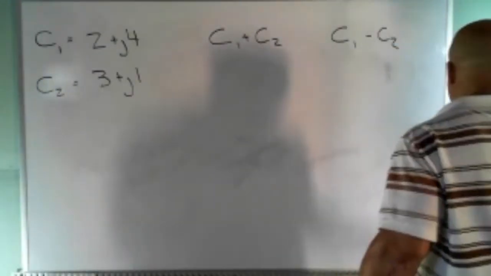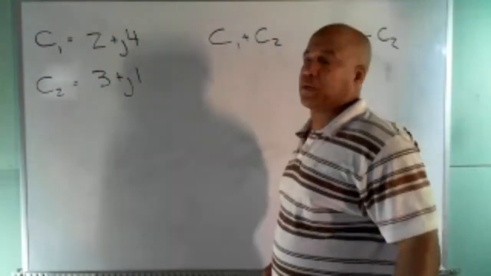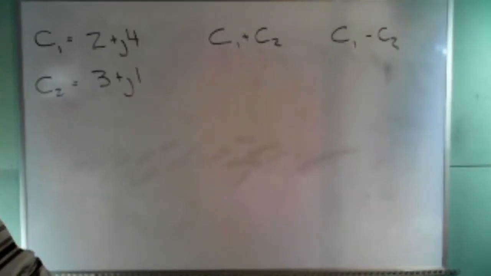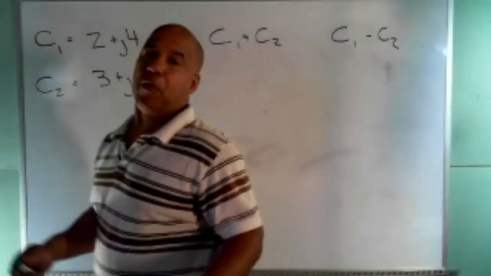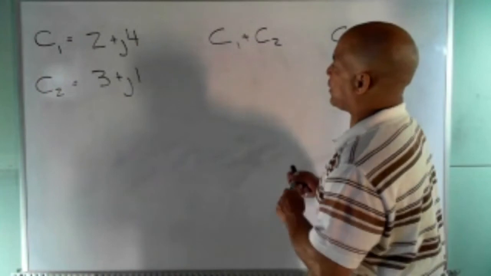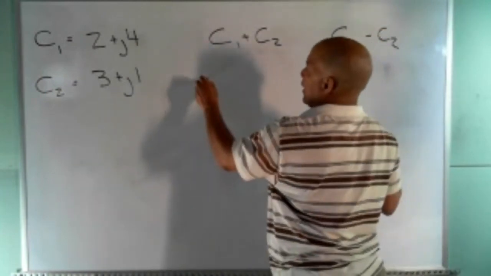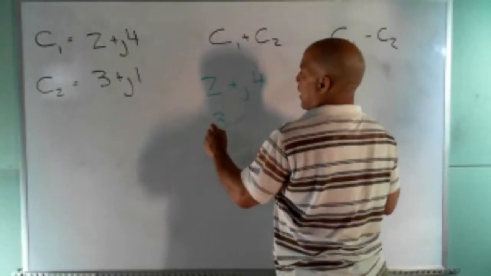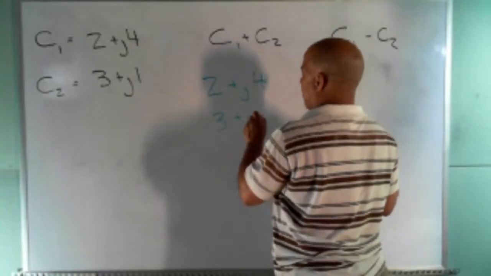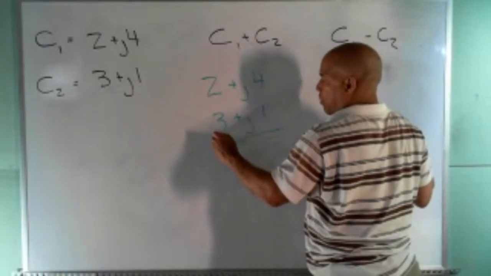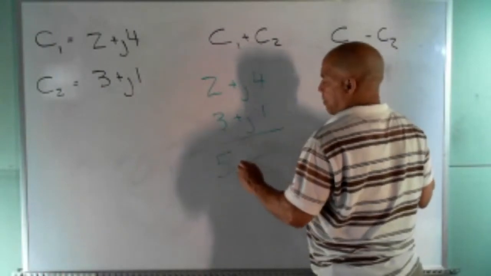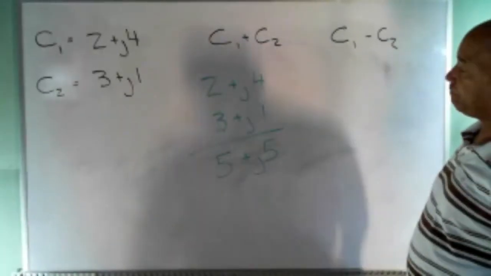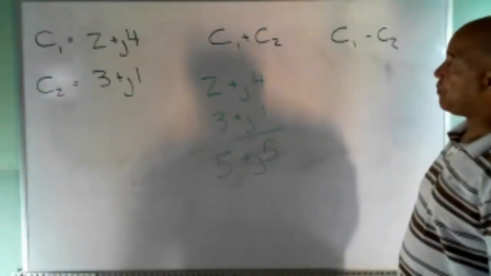So how do you add complex numbers? Adding complex numbers is super easy if you're in rectangular form. All you do is add the real part to the real part and the imaginary part to the imaginary part. So for this one, I have 2 plus J4 and 3 plus J1. I add the real parts and the imaginary parts, so I get 5 plus J5, and I'm done. Addition is really simple.